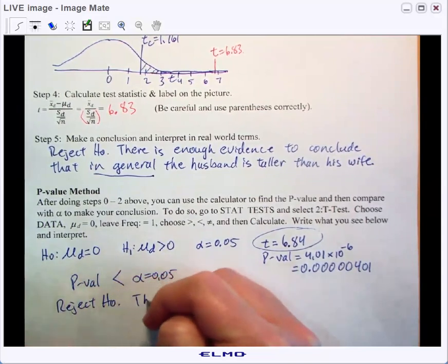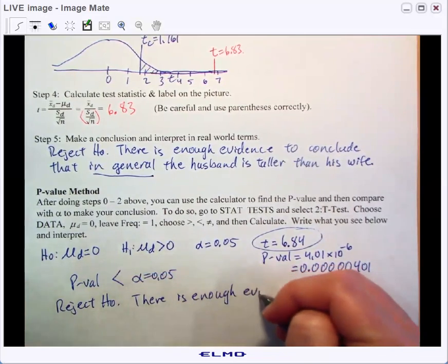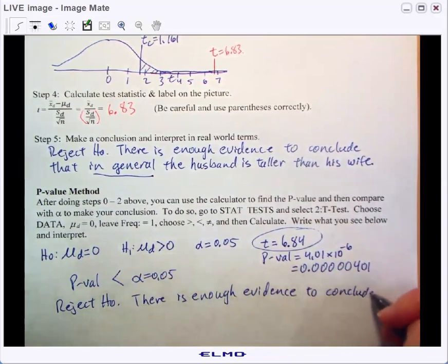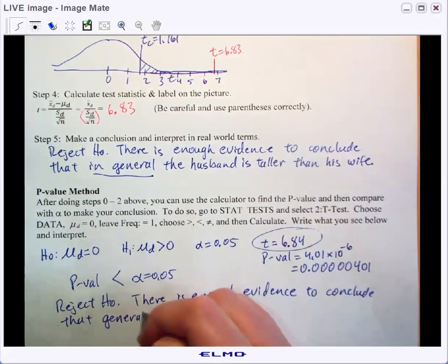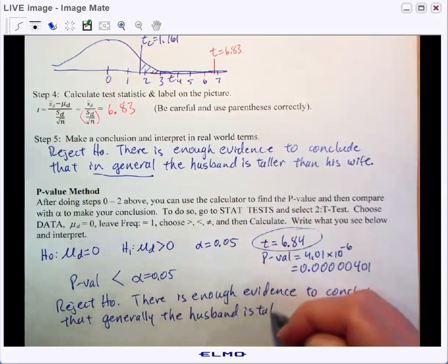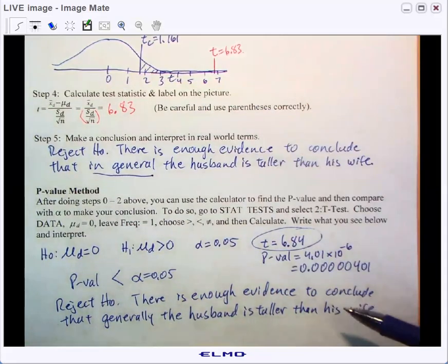So there is enough evidence to conclude that generally, or on average, depending on how you want to say it, the husband is taller than his wife. Okay. All right. So that's how we can do a hypothesis test, both the traditional way and the p-value way.